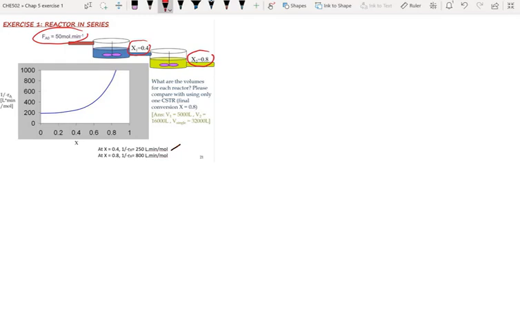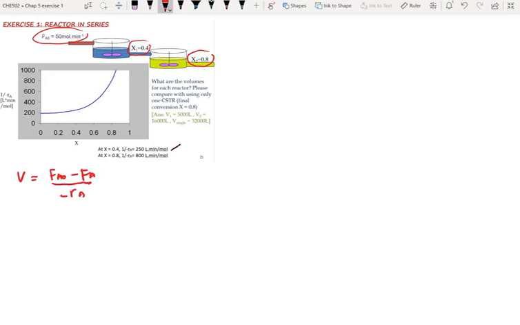As usual, you need to know the design equation for CSTR. Obviously you need to derive it from the general mole balance equation, but I'll skip that part because that is your task. So we just start with the general design equation for CSTR, that is V is equal to FA naught minus FA divided by negative RA.